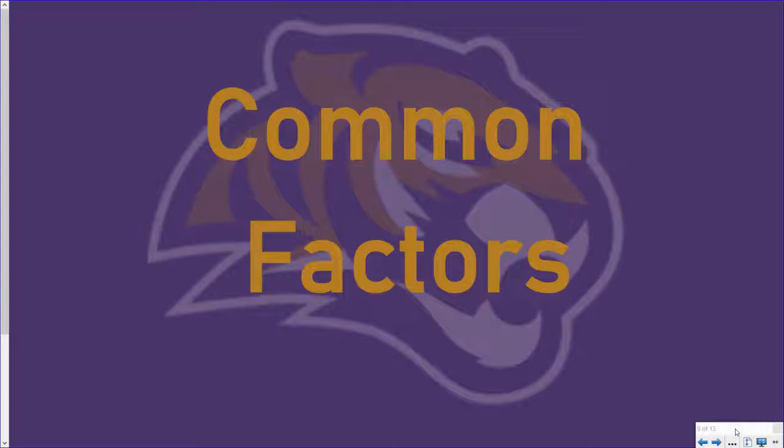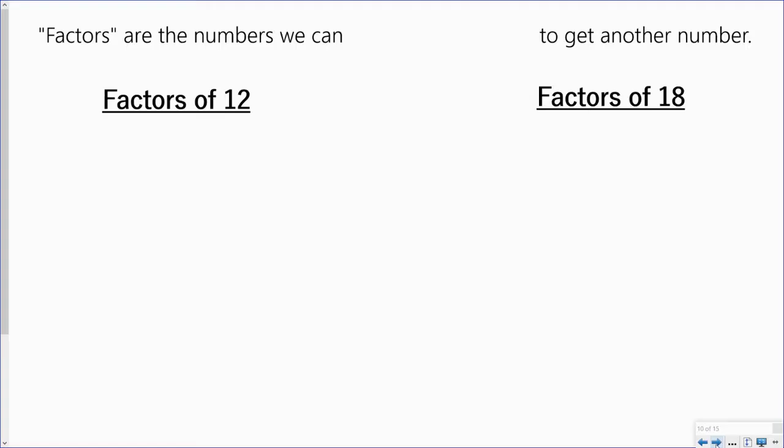In this video, we're going to take a look at common factors. So the first thing is that factors are numbers that we can multiply together to get another number. So for example, we have factors of 12.